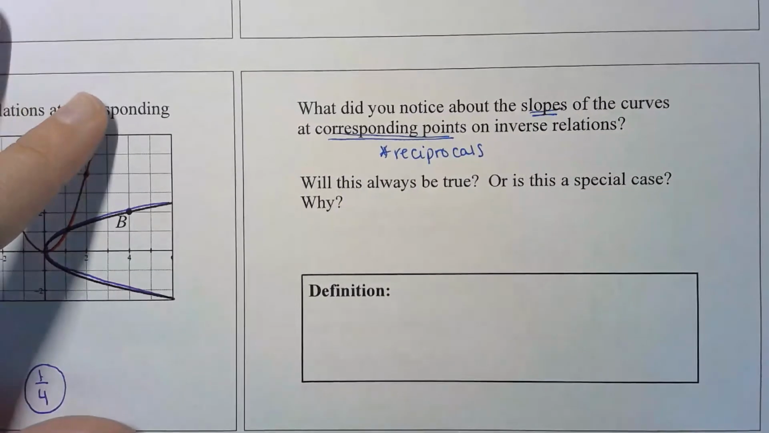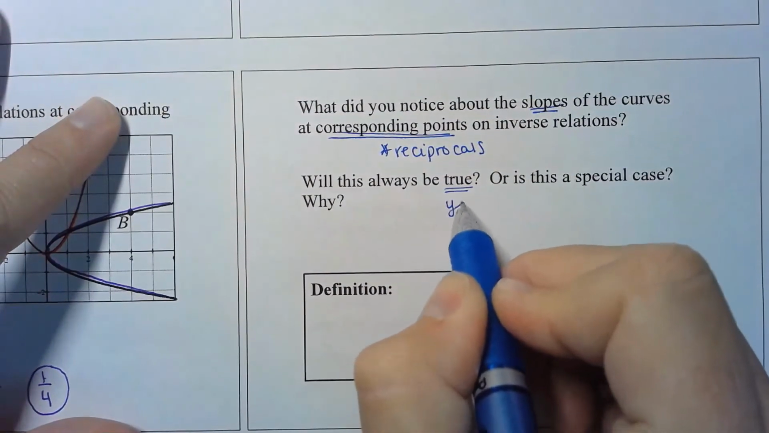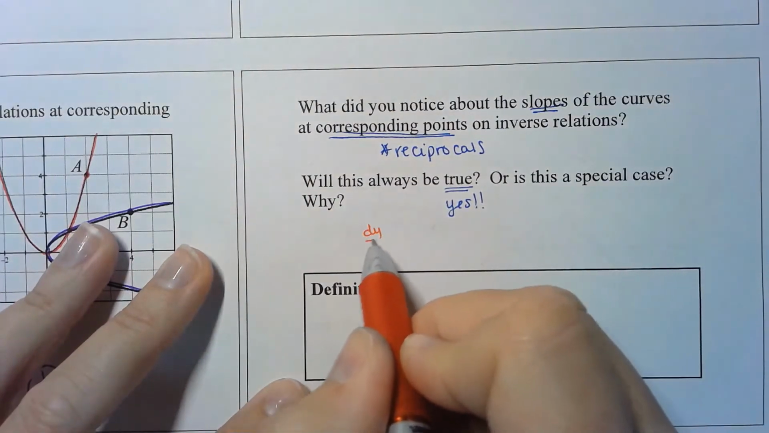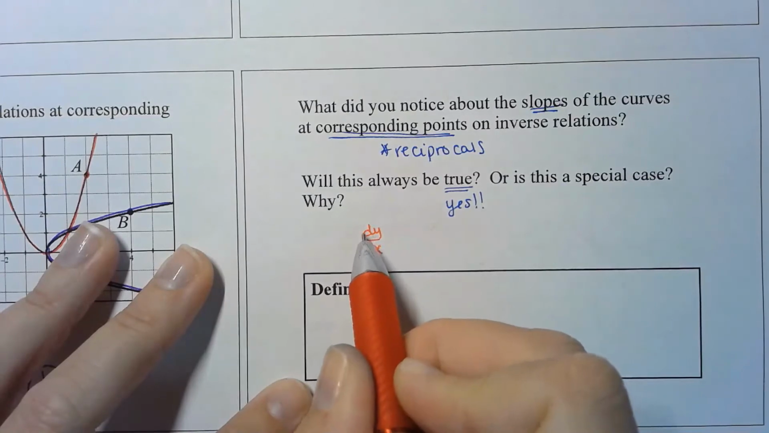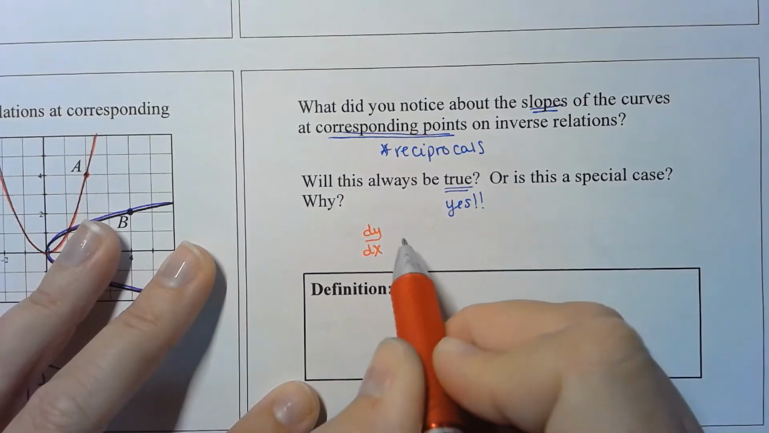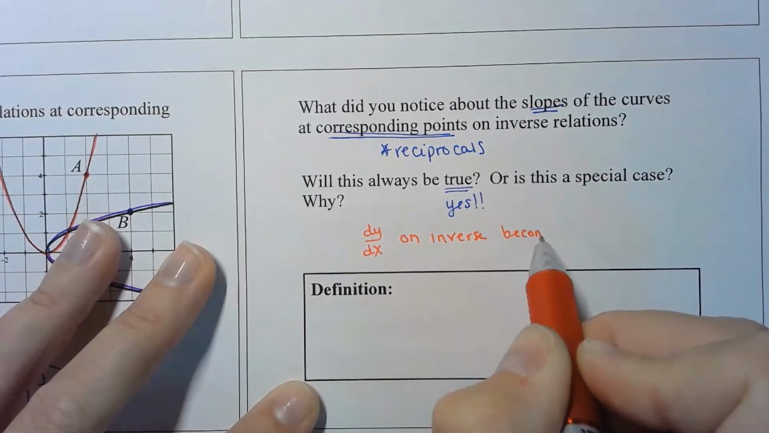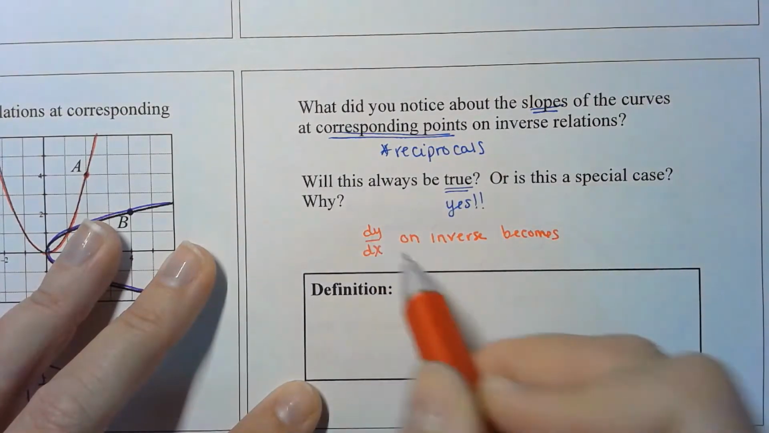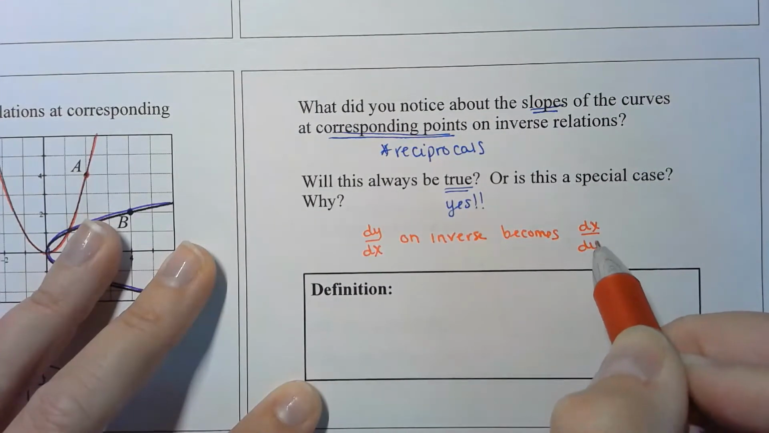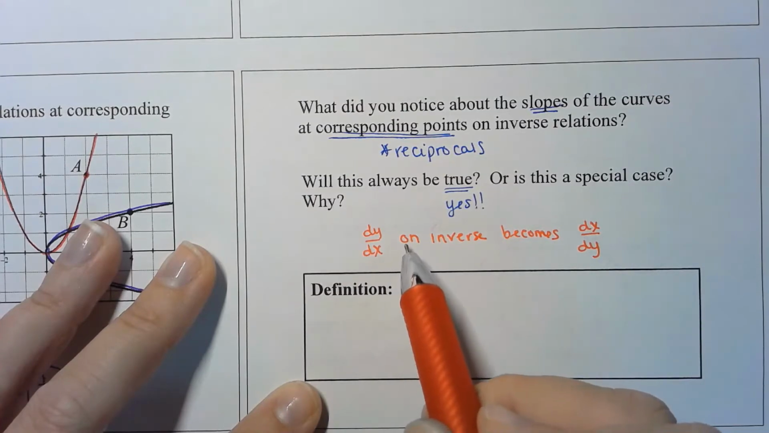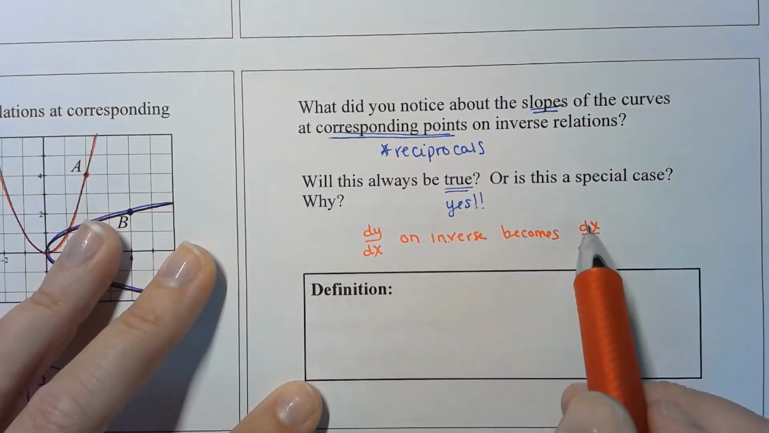Is this a special case? Will this always be true? Yes, it sure will be. I have so many different ways I can show you, but here's the deal. If the slope is change in y over change in x, on the inverse, what did we say we do? We switch the x and the y. Wouldn't that become dx over dy? Reciprocals. So dy dx on the inverse will become dx over dy.